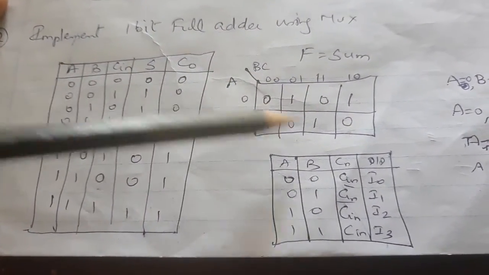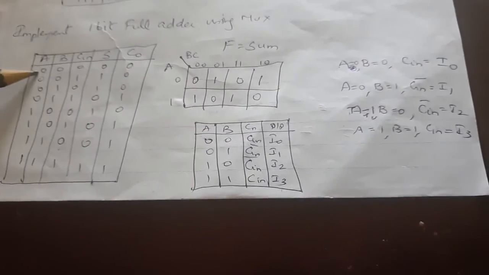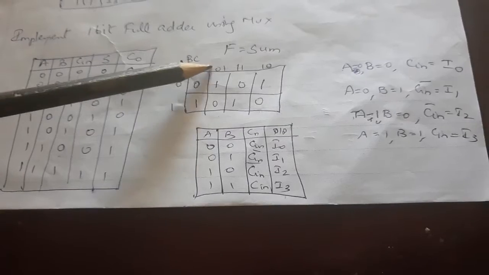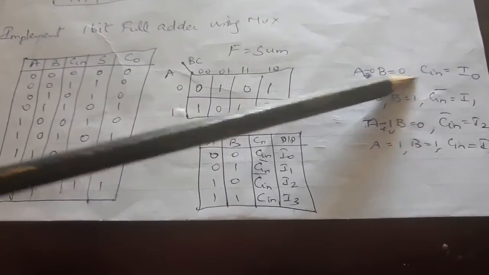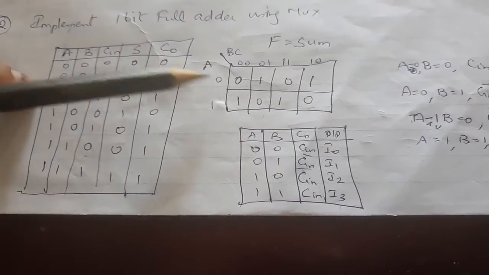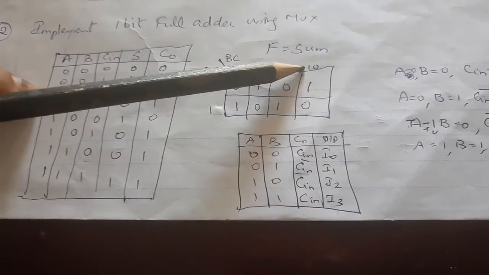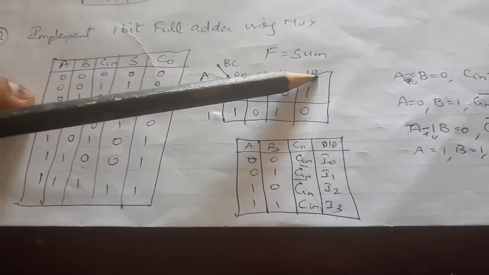Then for finding out your selection lines and your input lines, you have to take this information. A is 0, B is 0. What is the output at this moment? C. Therefore, it is I naught. Second condition, A is 0, B is 1. What is the output? C bar. That is the I1 condition. That's how we have done the selection lines.